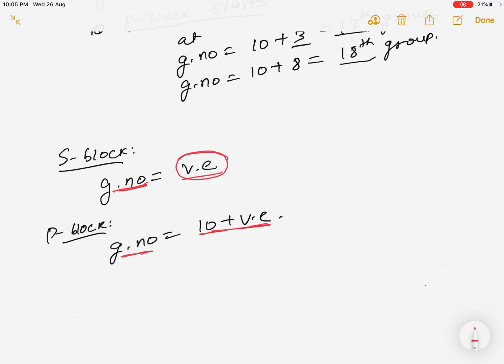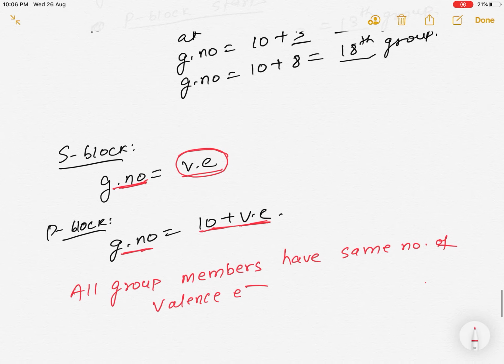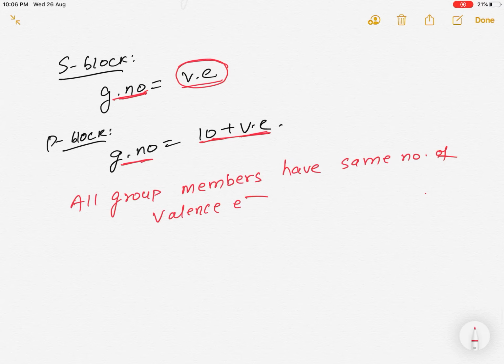So all of them will belong to 10 plus 4, 14th group. So did you understand one thing, that all group members, either in the S block or in the P block, have the same number of valence electrons, and we know that valence electrons are responsible for chemical properties. Valence electrons do participate in the chemical reactions, right?